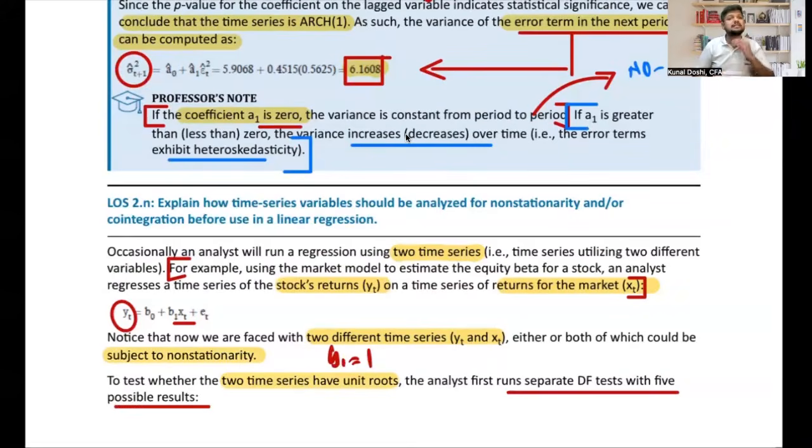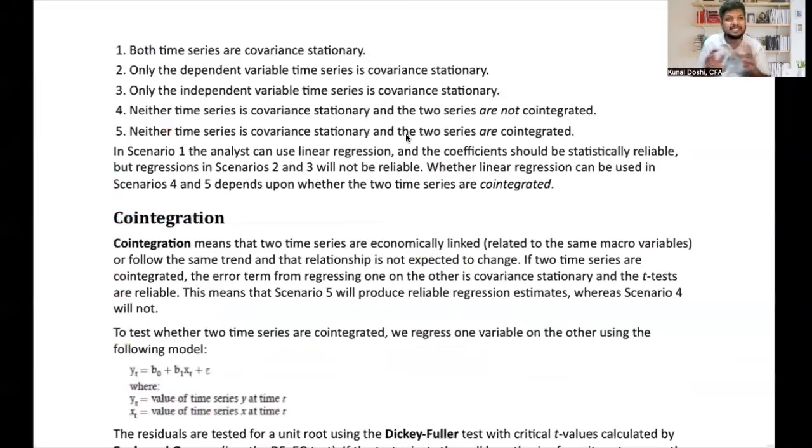With 5 possible results. When you do the Dickey-Fuller test, they are saying there can be 5 outcomes. Very, very interesting. First, both time series, that is X and Y, are covariance stationary. Is this a problem or not a problem? Amongst the 5 outcomes, if X and Y both are covariance stationary, is this desirable or not desirable? I would say this is desirable. Desirable means, guys, see here. In scenario 1, the analyst can use the linear regression. Desirable means you can use the linear regression. Everyone. The coefficients should be statistically reliable.